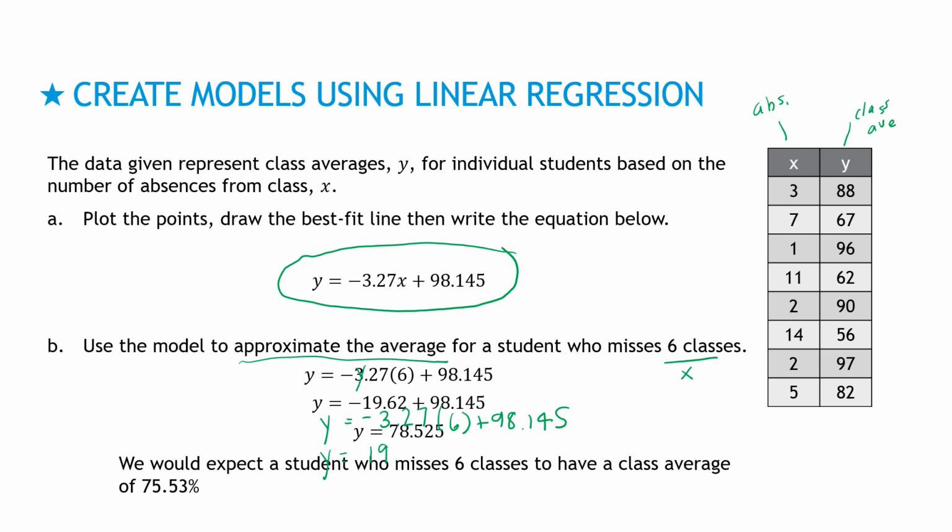This gives me negative 19.62, and I'm then going to add 98.145 and end up with 78.525. So the answer to my question is I would expect a student who misses 6 classes to have an average in the class of 78.525.